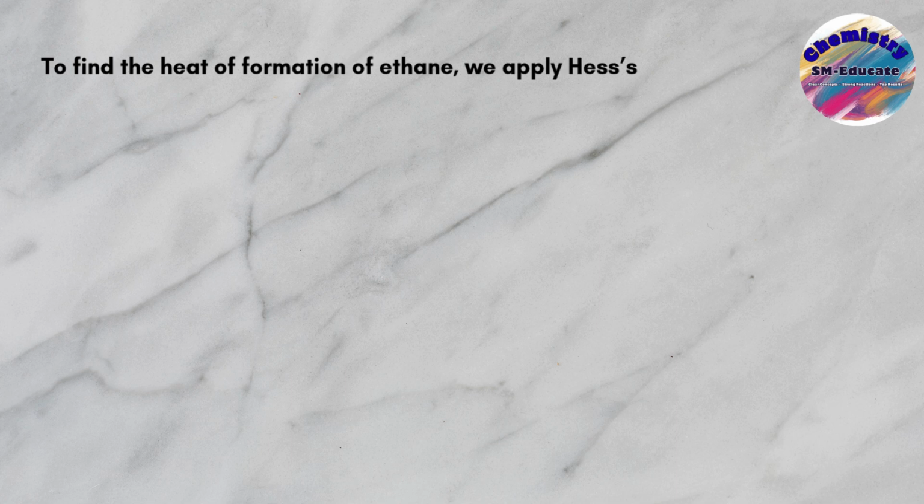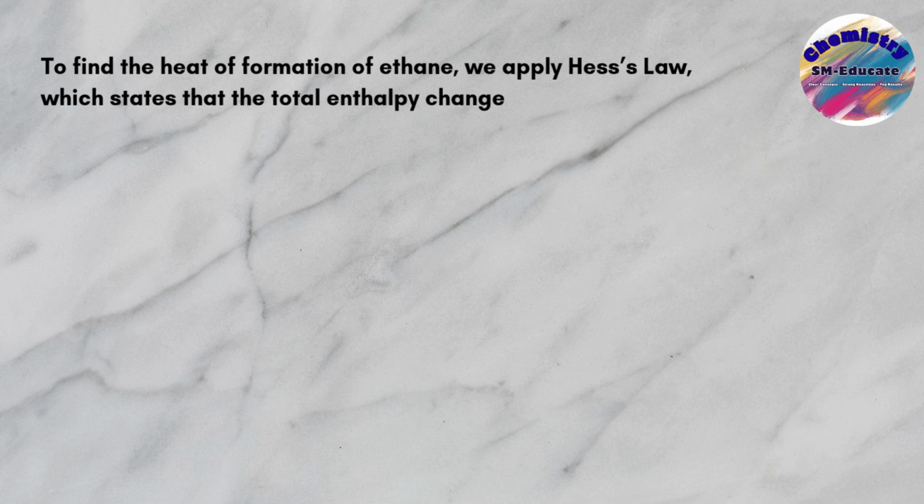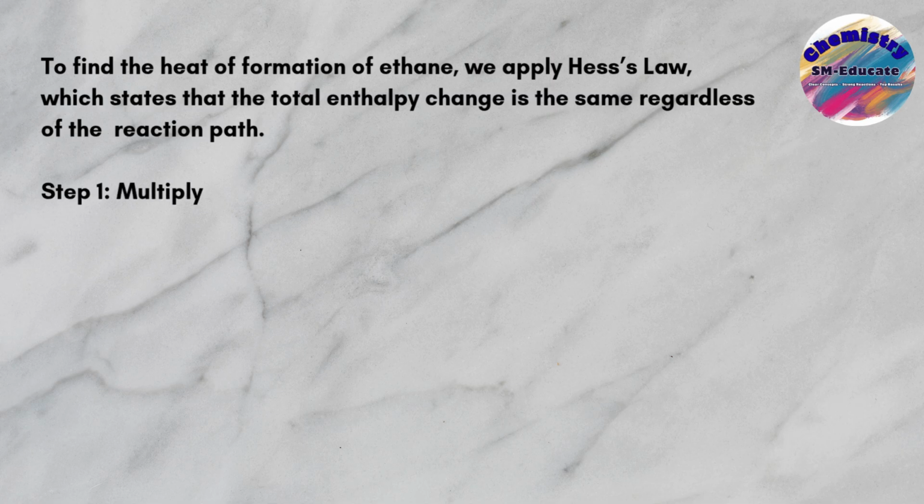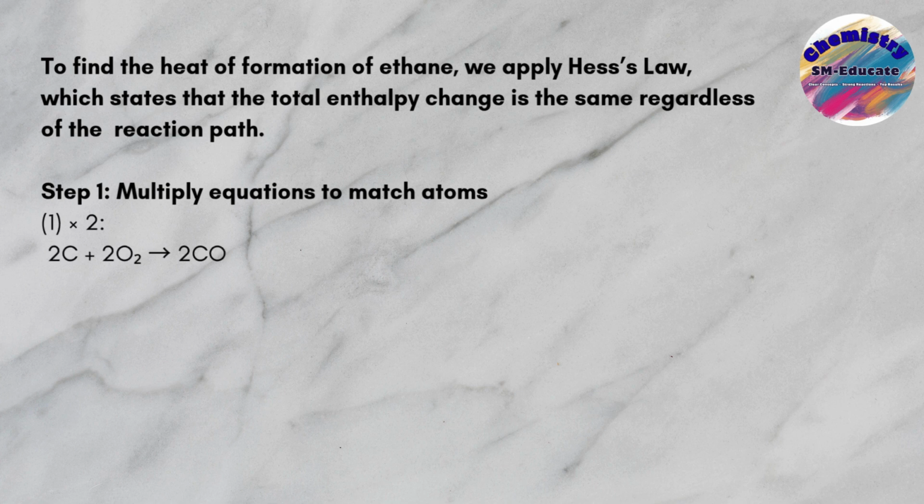To find the heat of formation of ethane, we apply Hess's law, which states that the total enthalpy change is the same regardless of the reaction path. First, we take the combustion reactions of carbon and hydrogen and adjust them to match the required number of atoms. Carbon is multiplied by 2 and hydrogen by 3. Then we add these adjusted equations. Next, we reverse the combustion reaction of ethane so that ethane appears on the product side.